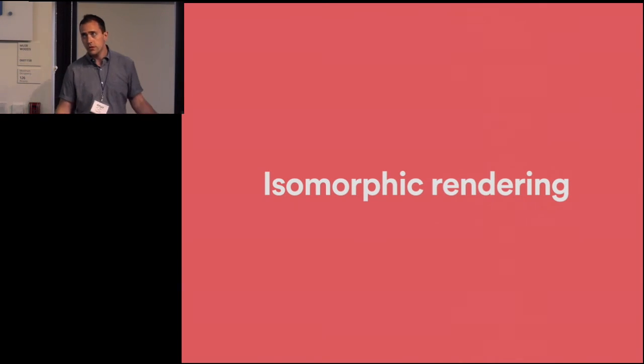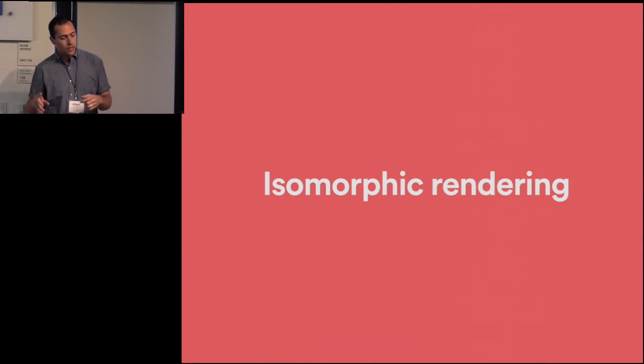Okay. So that's how to build an isomorphic module. Now, I'm going to touch on just a few more points, and the next one is isomorphic rendering. So what do I mean by isomorphic rendering?